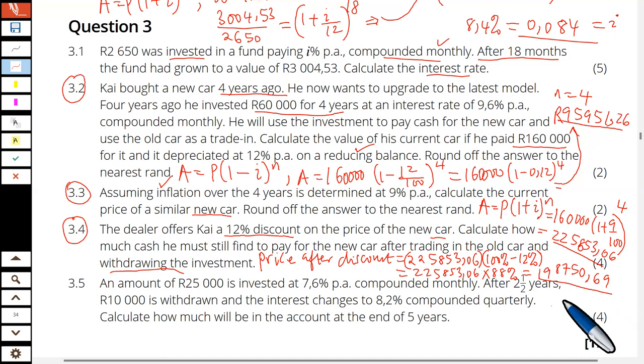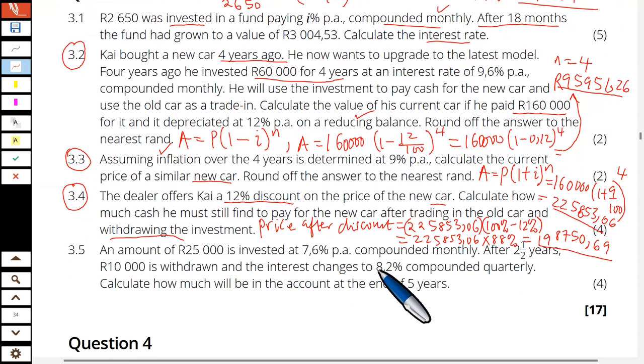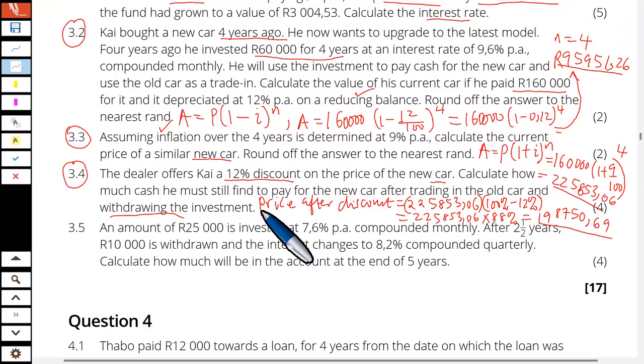He must pay 88% because he has just been given a 12% discount. So 12% discount means from 100 you subtract 12%. So in other words, he must pay 88% on the price of the new car. Now, how do we know the price of the new car? Because we know that his old car was 160,000, but the inflation was 9% over the four years. And therefore we calculated that if inflation is 9%, after 4 years 160,000 is going to become that amount. So we get that piece of information, but this is not enough in 3.3, because they want how much you must still pay. So this is the price of the new car. It's going to be exactly these 198,750.69.